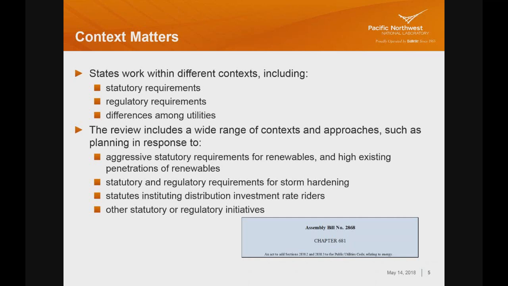So what we looked at as we put this together was we tried to identify contexts and approaches that work. So you'll see summarized in our report approaches that work in aggressive statutory contexts with high penetrations of renewables. We'll talk about approaches that work in other contexts. There are states that have requirements for storm hardening. There are states with statutes that allow utilities to have distribution investment rate riders. We tried to focus on finding approaches that work in pretty much any context.